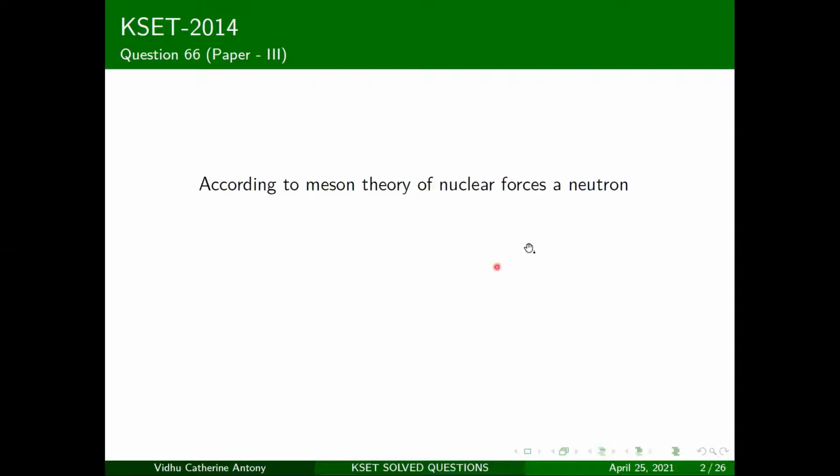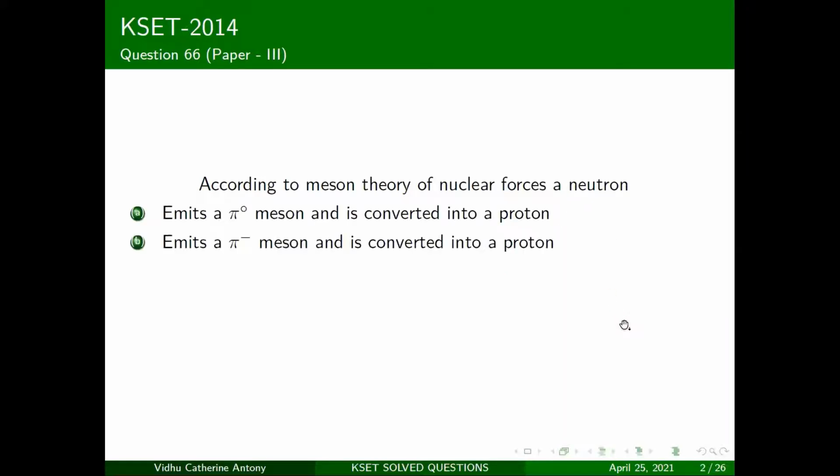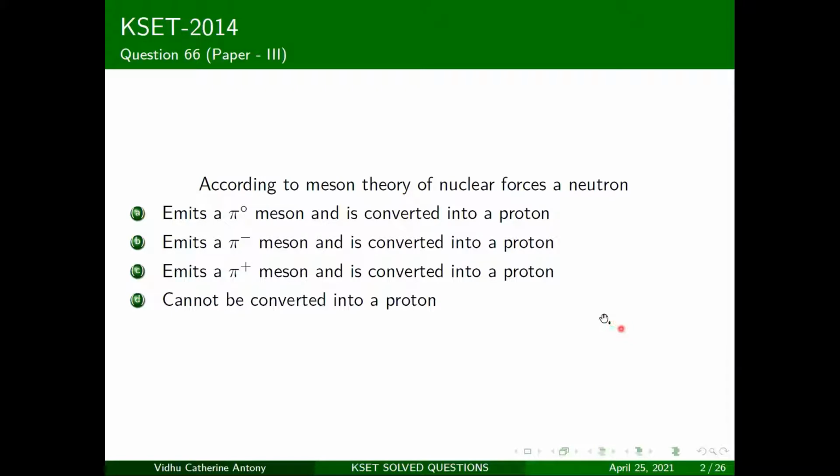According to the Meson theory of nuclear forces, a neutron emits a pi0 meson and is converted into a proton, emits a pi minus meson and is converted into a neutron, emits a pi plus meson and is converted into a proton, and cannot be converted into a proton. So the idea you have here is basically the nucleus has neutrons, and it also has protons, right?